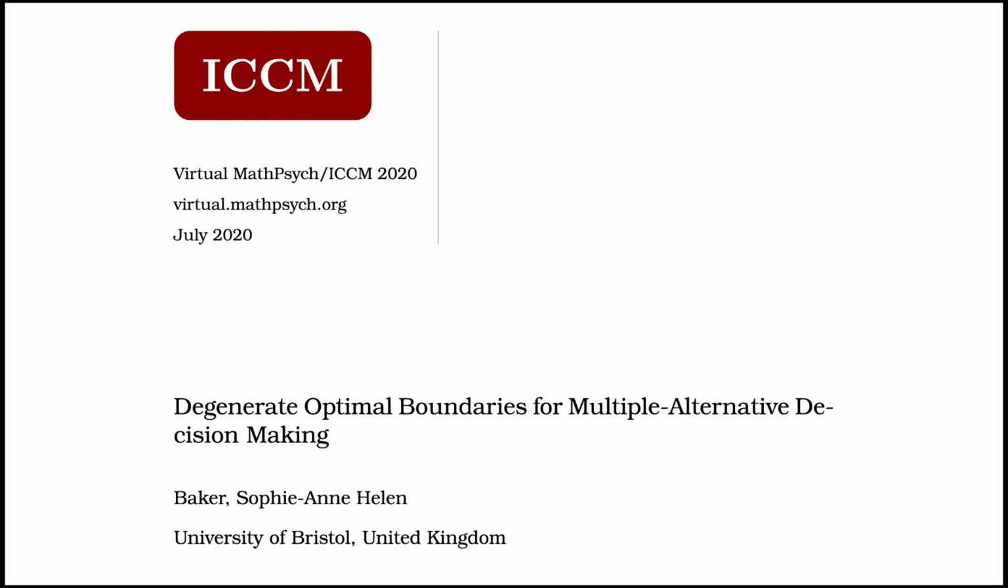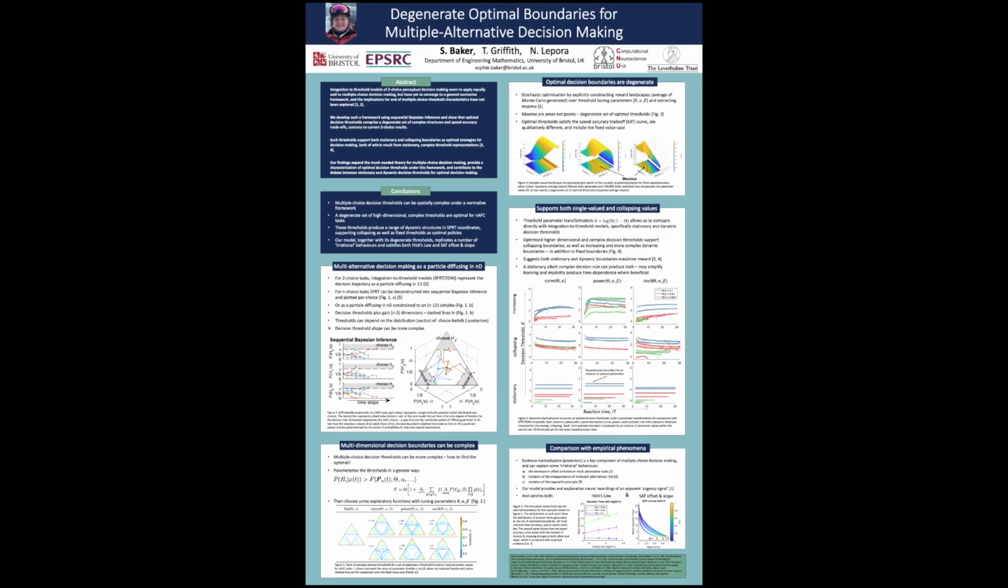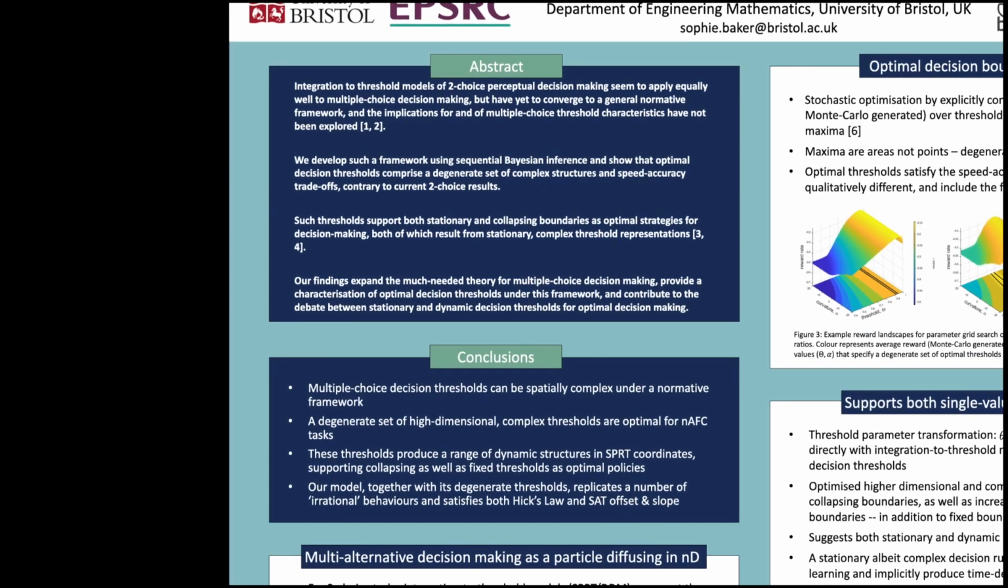So I would like to talk to you about degenerate optimal boundaries for multiple alternative decision making. Welcome to my poster, that's me in the top left corner. There's a well-accepted normative framework for two-choice perceptual decision making. However, a general normative framework for multiple choices and the characteristics of thresholds therein has yet to converge. So that's the theory that we're interested in developing.